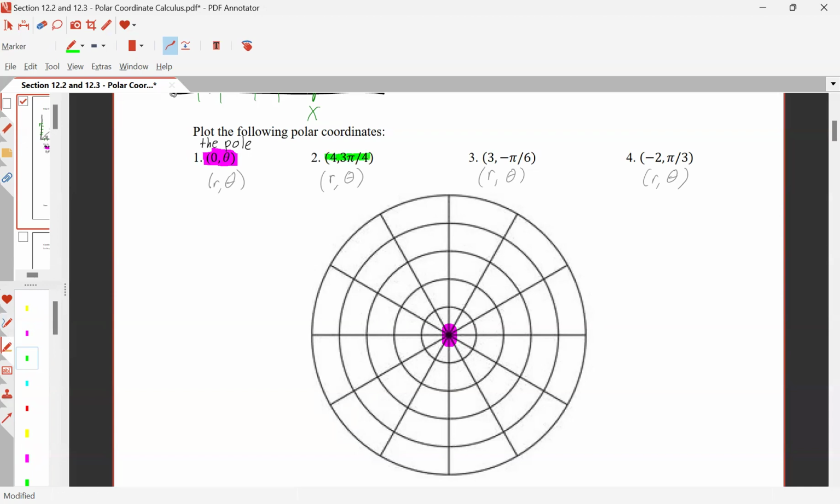The point 4, 3 pi over 4 is we are going to go out a radius of 4, 1, 2, 3, 4. So we're going to be somewhere on this fourth circle. And then the angle 3 pi over 4 is saying we have an angle of 3 pi over 4 off the x-axis. So ultimately, the point 4, 3 pi over 4 is approximately here.